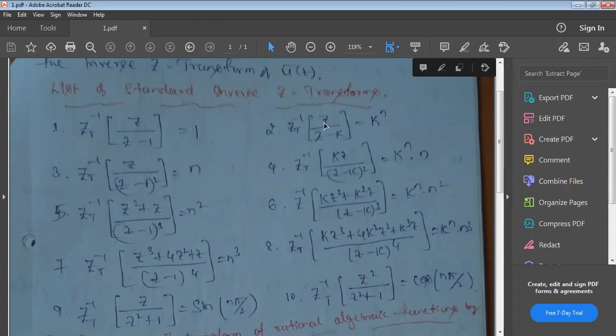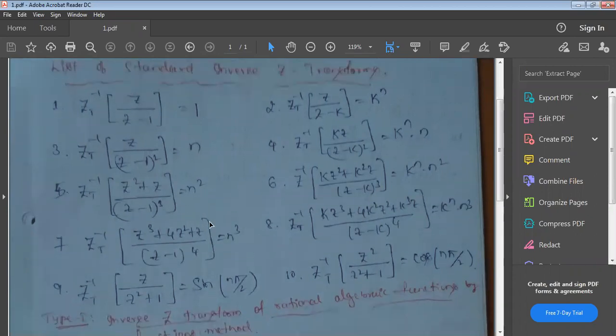I may get a term like this, Z by Z minus 10. The inverse of Z by Z minus 10 is 10 power n, like that. And Z transformation of n, it is Z by Z minus 1 whole square. So now the reverse. Inverse of Z by Z minus 1 whole square is n. And this is the formula. Z transformation of n into K power n is Kz by Z minus K whole square. Now the reverse. Inverse of Kz by Z minus K whole square is equal to K power n into n. So these are the formulas already you know.